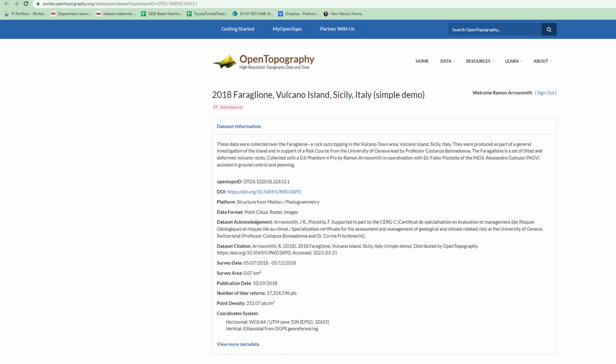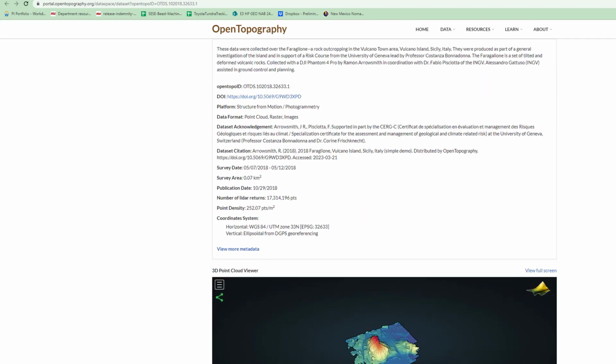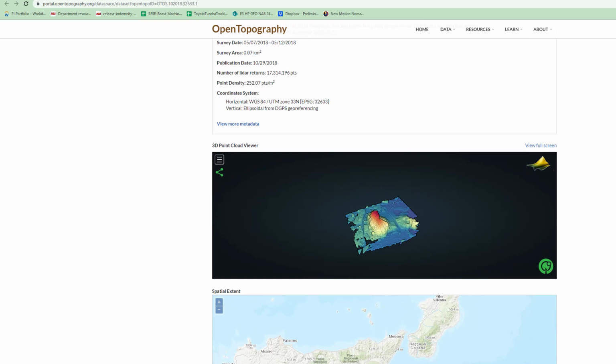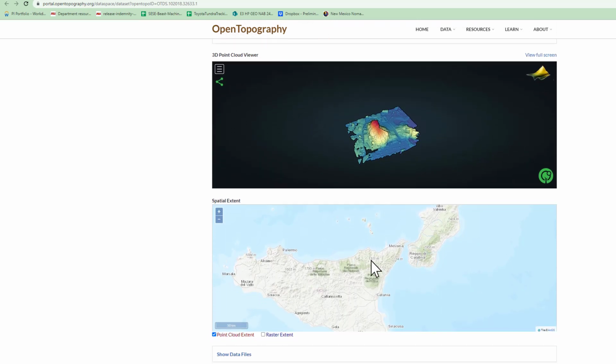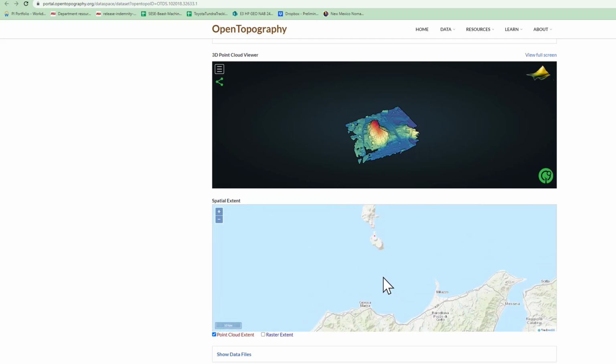Okay, let's do a quick demonstration of the concepts from Structure from Motion. Here's our sample data set. It's from Vulcano Island, north of Sicily, Italy. It's called the Faraglione. And if you look here in this site on OpenTopography, you can see here is Sicily. And if we zoom in, we get to the Aeolian Islands and Vulcano.